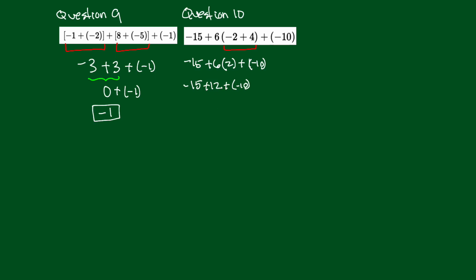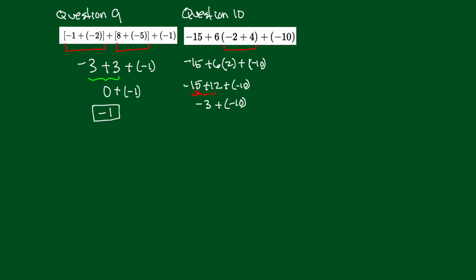So what have we got first up? -15 plus 12. I'm adding 2 numbers with opposite signs, so I subtract. Let's take absolute values. 15 minus 12. Take the larger absolute value, 15, minus the smaller absolute value, 12. 15 minus 12 is 3. Put on the sign of the larger absolute value, which is negative. So there's a -3, and then plus that -10.